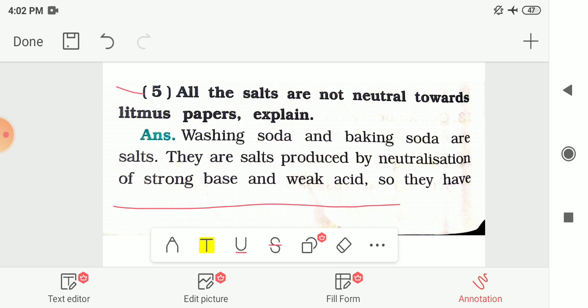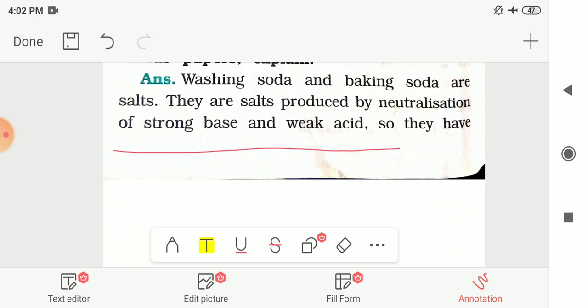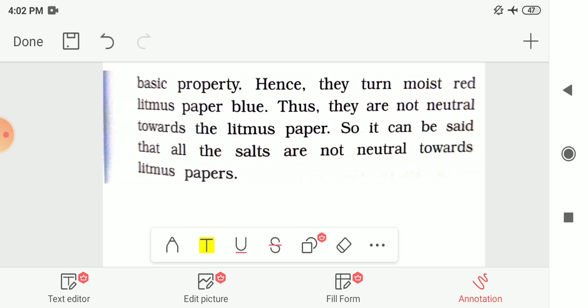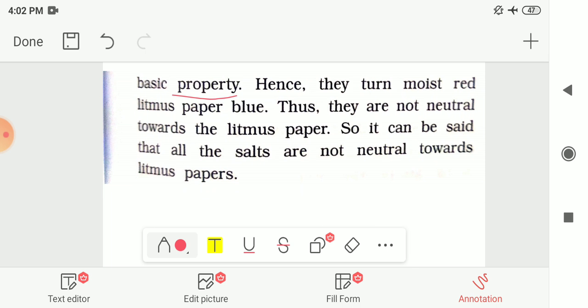As these are salts, we get them from the chemical reaction of neutralization between a strong base and weak acid. So here the base is strong, so they possess the property of base, or you can say basic property. Hence they turn red litmus paper into blue. That's why they are showing the property like the base. That means they turn red litmus paper into blue, and thus they are not neutral towards the litmus paper. However, they are salts. So it can be said that all salts are not neutral towards the litmus paper.